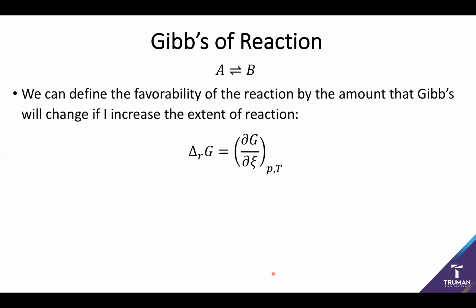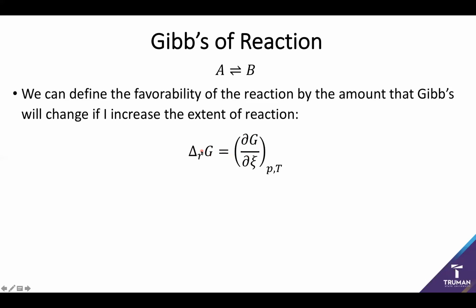And so, not too surprisingly, we're going to evaluate how favorable it is for a reaction to occur by looking at how much the free energy of reaction is going to change if I change the extent of reaction. Say if I go forward by 1 mole or if I go backward by 1 mole, how much will my free energy go up or down? Again, this is a real measure of the favorability.